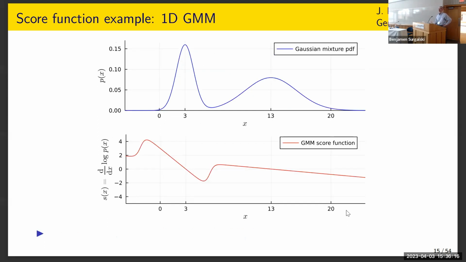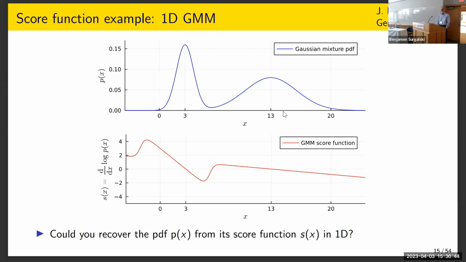Here's a more complicated example. This is a one-dimensional Gaussian mixture model, which has multiple modes, and now the score function goes through 0 multiple times. And at every point, the sign of the score function is telling you which direction to go uphill towards one of the modes. So when we model distributions by modeling the score function, we're somehow parametrically fitting these things, not these things.